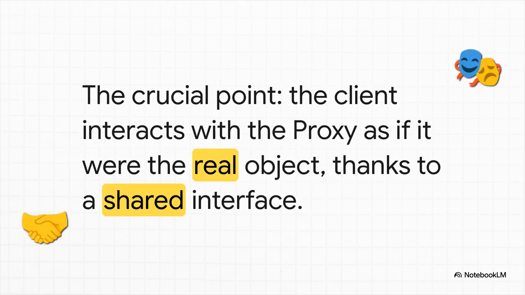But here's the truly brilliant part. From the ordering system's point of view, absolutely nothing has changed. It still thinks it's talking directly to a warehouse. So how is that possible? Well, it's because the proxy and the real warehouse speak the exact same language. They share the same set of commands, or what we call an interface. This means they're totally interchangeable. It's a concept called polymorphism. We can just swap in our smart proxy without having to rewrite a single line of the old code. That is what makes this pattern so incredibly powerful.